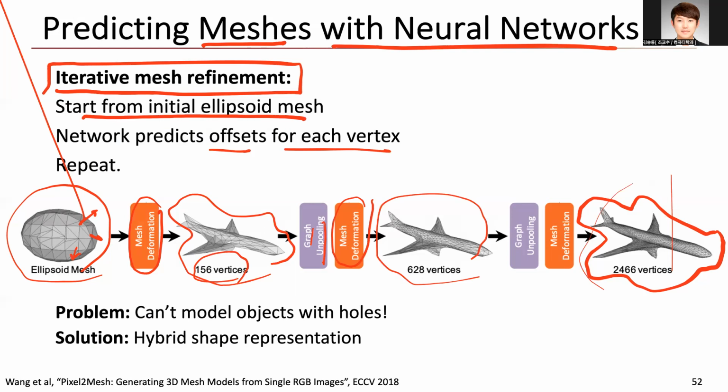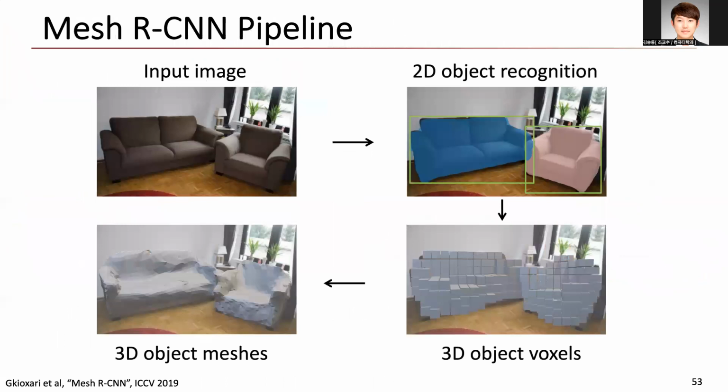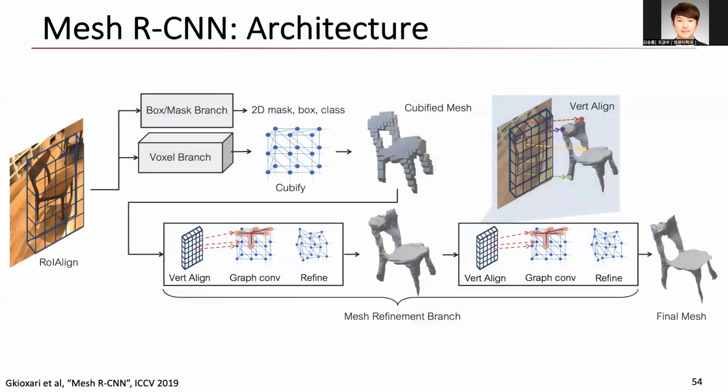By using this kind of iterative mesh refinement module in the mesh RCNN pipeline, given an input single 2D image, first of all we extract the 2D object recognition information like the bounding box or the mask information, then estimate the 3D object voxels, and finally achieve the 3D object meshes. I can show you here.